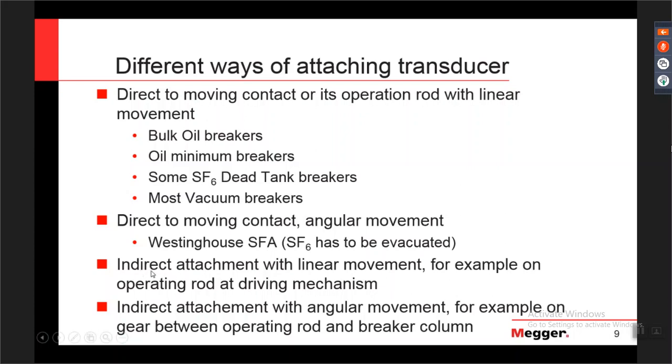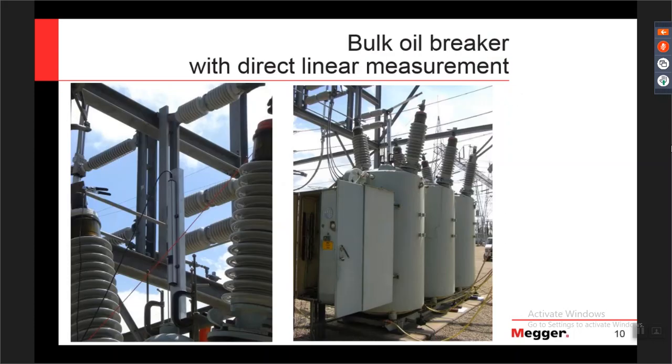Then you can do indirect attachment with linear movement, for example, on the operating rod at the driving mechanism, and indirect attachment with angular movement, for example, on the gear between the operating rod and the breaker column. I have pictures of all of these that I will show. This is the first example.